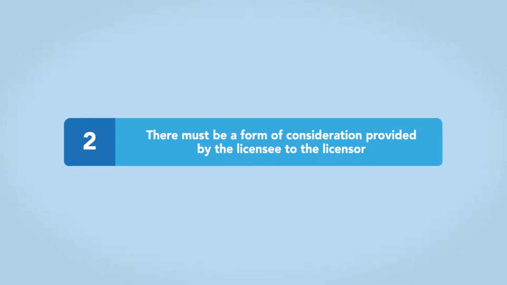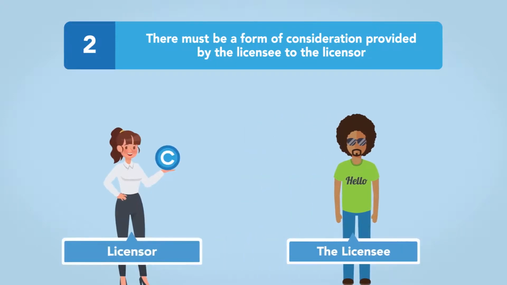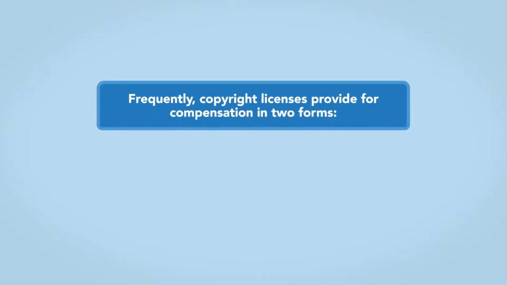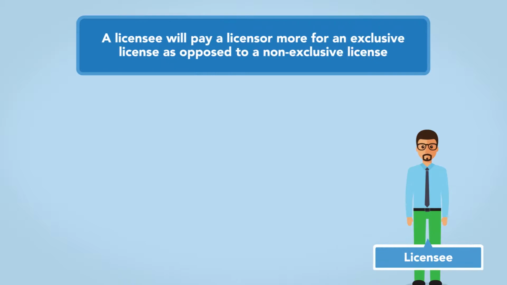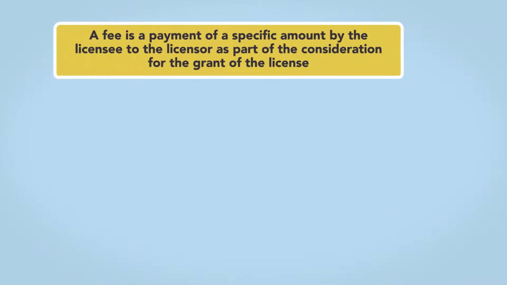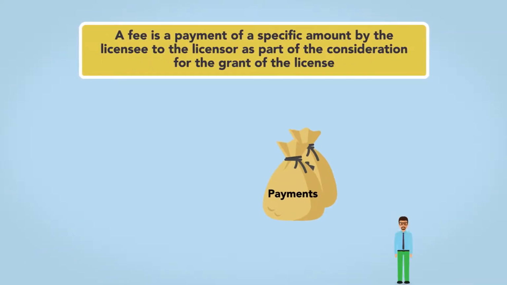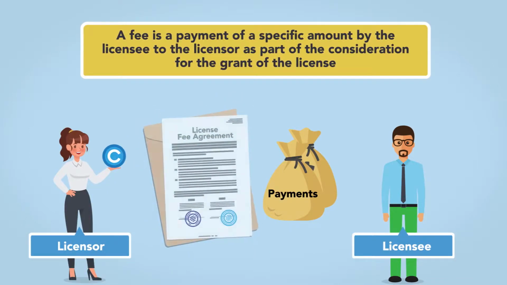Second, there must be a form of consideration provided by the licensee to the licensor. Frequently, copyright licenses provide for compensation in two forms: fees and royalties. A licensee will pay a licensor more for an exclusive license as opposed to a non-exclusive license. A fee is a payment of a specific amount by the licensee to the licensor as part of the consideration for the grant of the license.